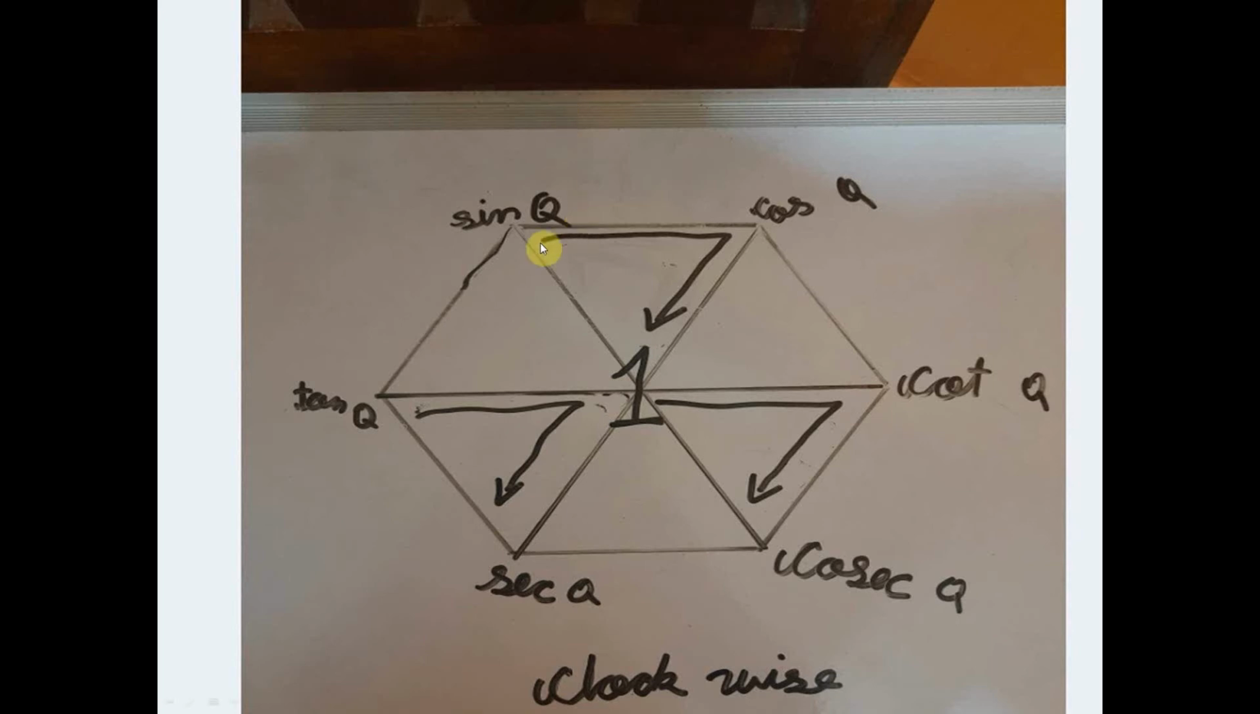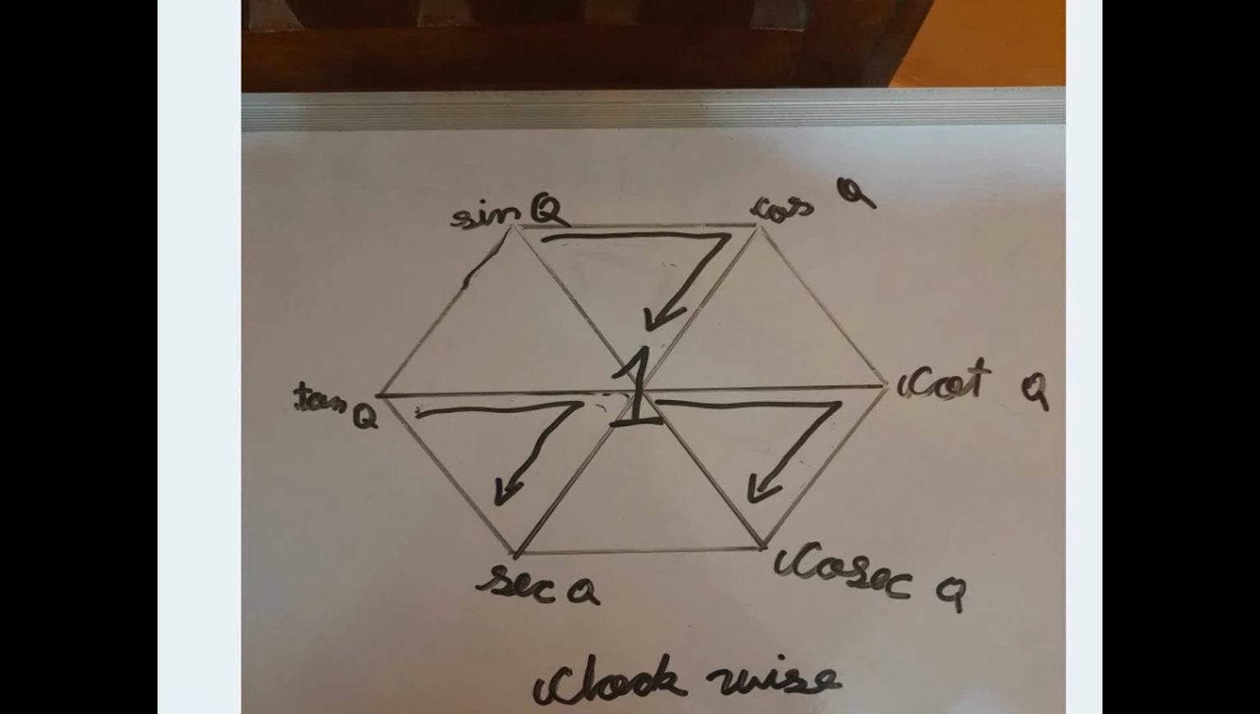So going from this and this, we have to consider that first comes sin square theta, then plus, because we are going clockwise, cos square theta is equal to 1. Again here, same: 1 plus cot square theta is equal to cosec square theta. Tan square theta plus 1 is equal to sec square theta.